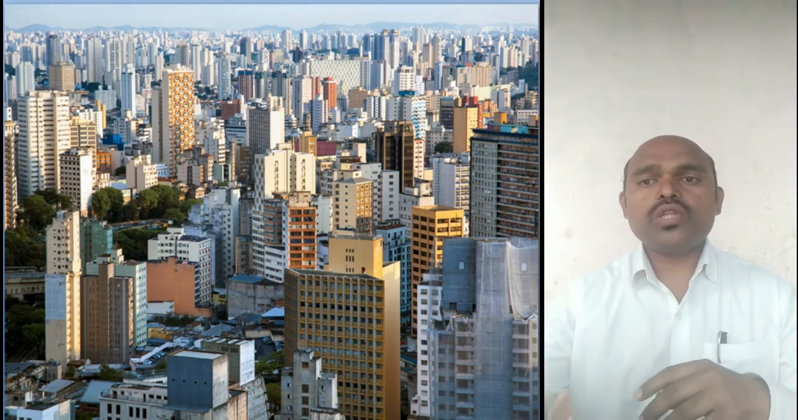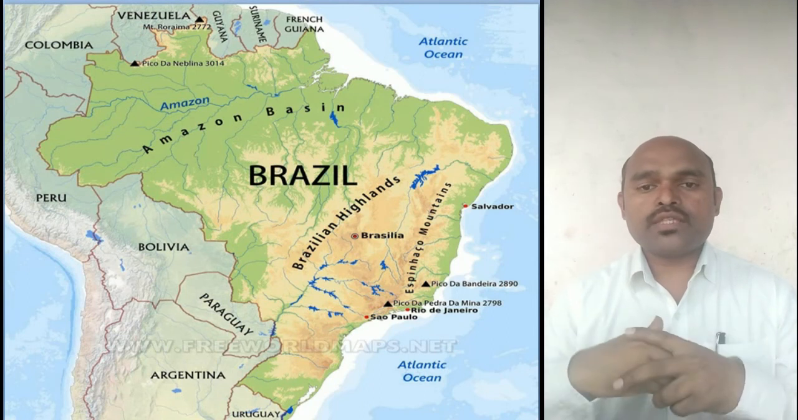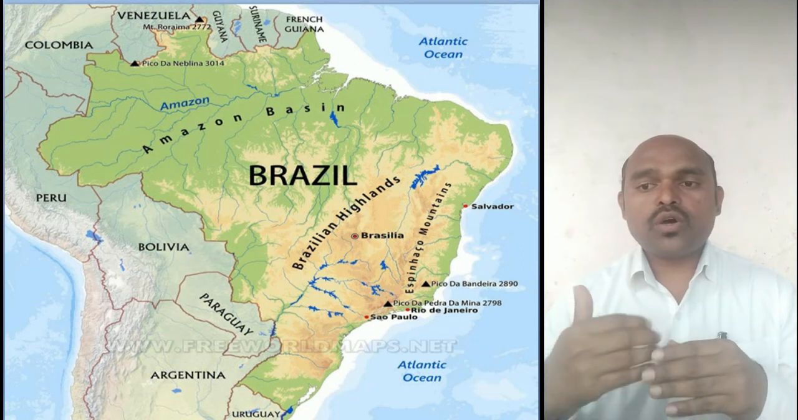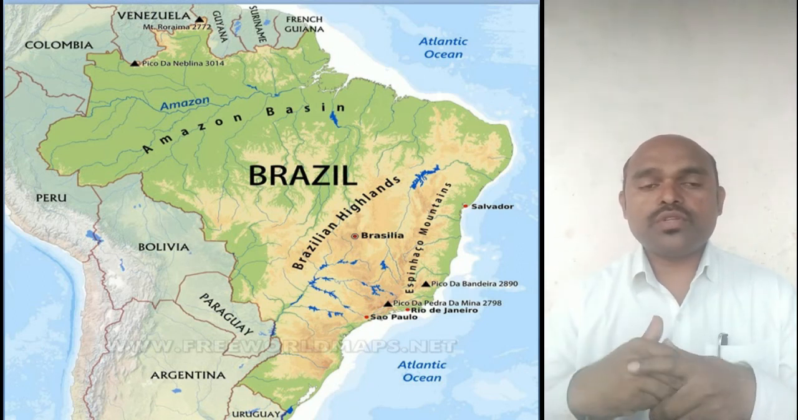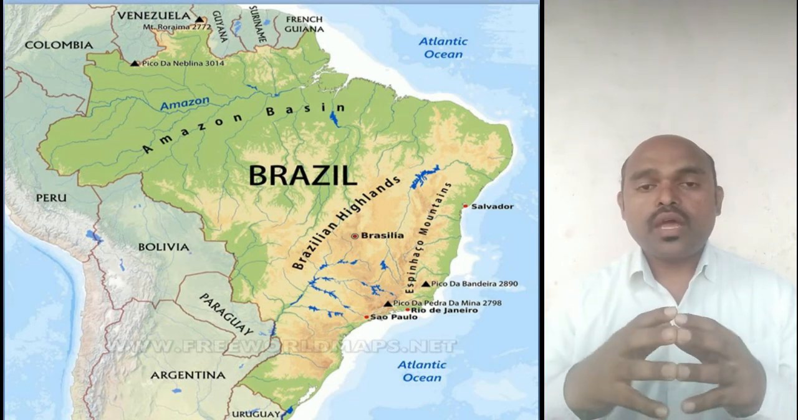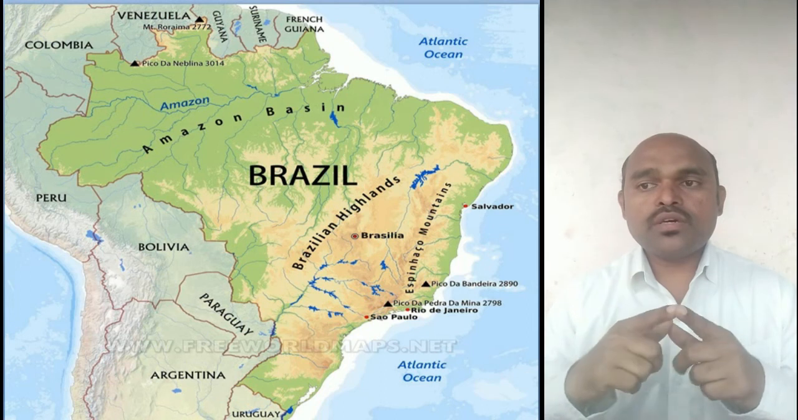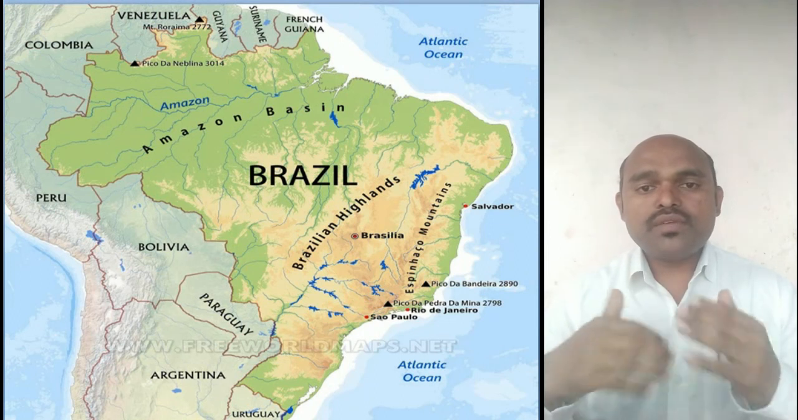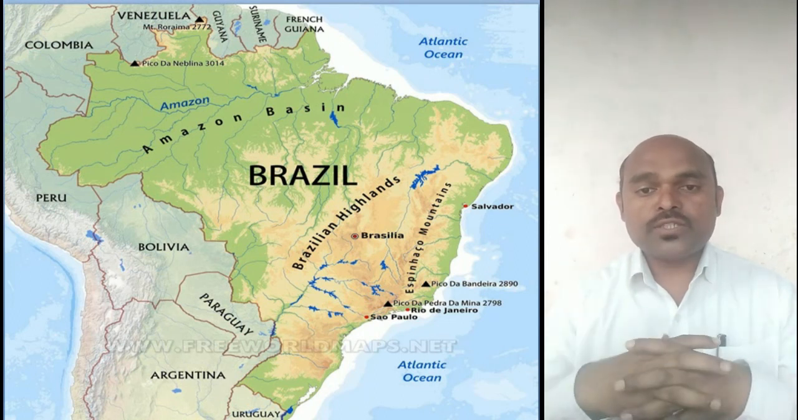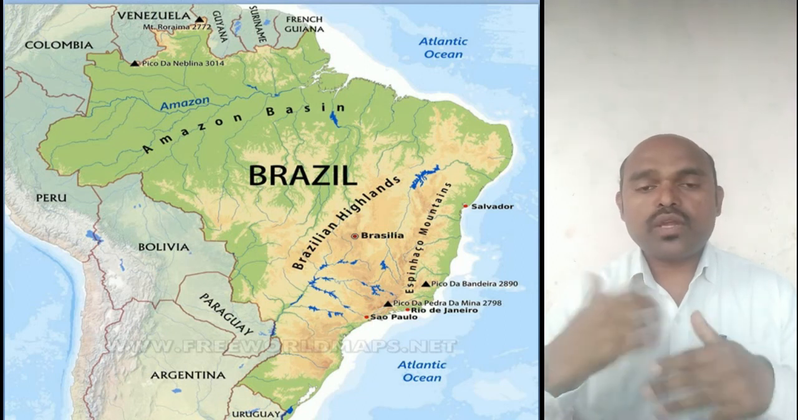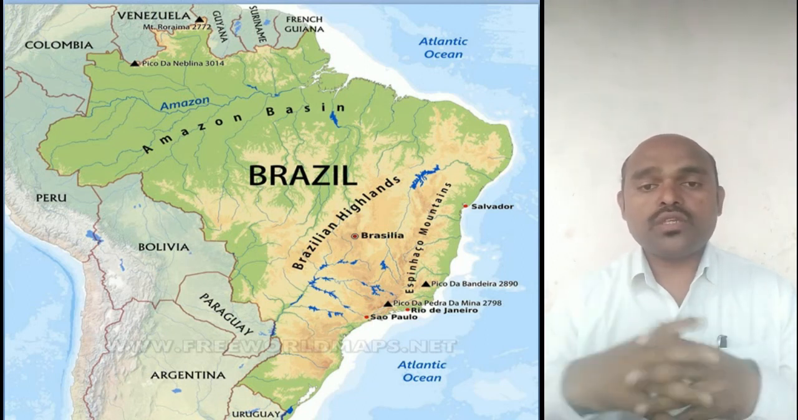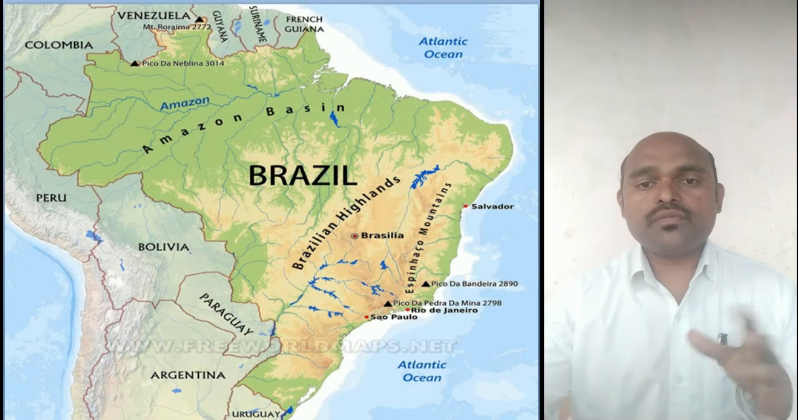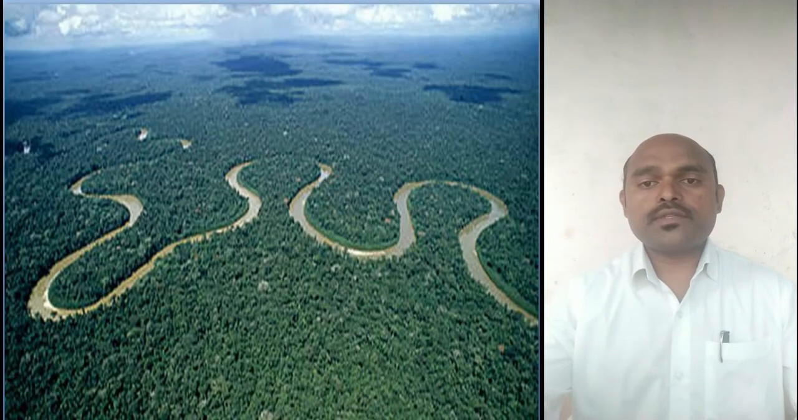On the other hand, if we think about the rural areas of Brazil, for example the northeast highlands, there we find extreme droughts. As we find extreme droughts in the northeast highlands, it is difficult for the people to go there and do agricultural farming activities. So we do not find much agricultural activity in the northeast highlands, and that is why we do not find many settlements there.